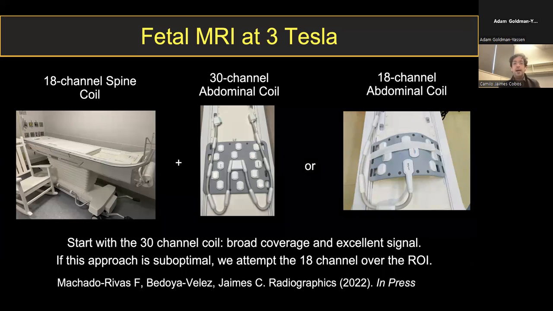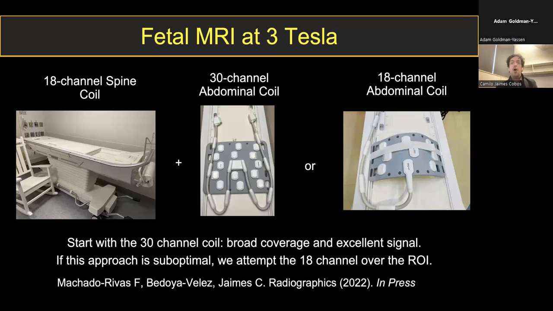We use the built-in spine coil from the MR scanner table that buys you about 18 channels. And we tend to use a 30-channel abdominal coil. The 30-channel abdominal coil has several advantages. One of them is it has many channels, and that allows for good signal-to-noise ratio. The second advantage is that it is a large coil. So if you're uncertain about the position of the fetus within the gravid abdomen, it naturally buys you fairly large coverage.